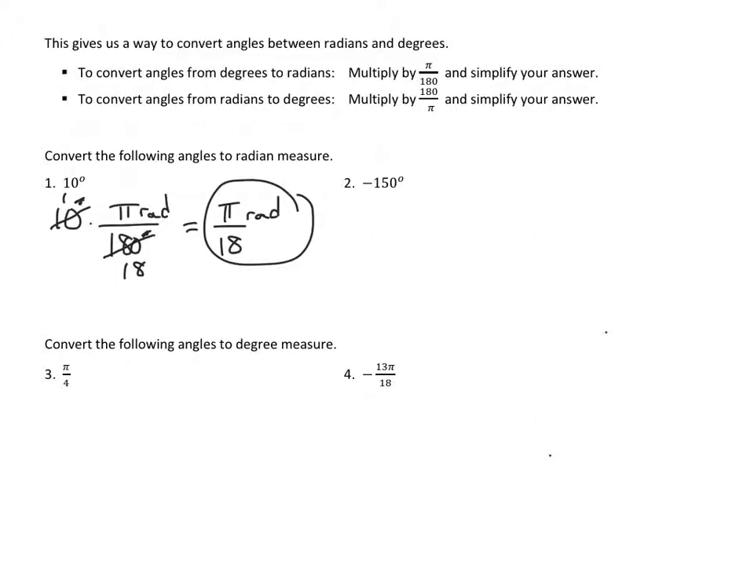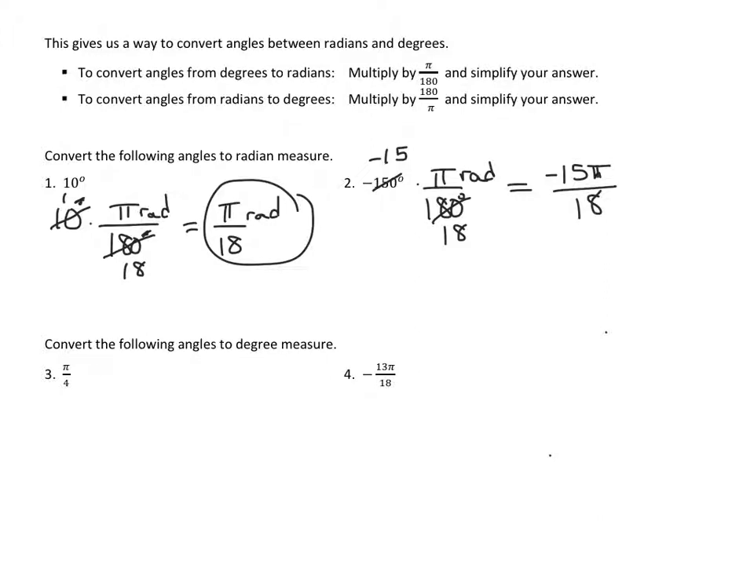Okay, let's look at number 2. We have negative 150 degrees. If we want to convert that to radians, we need to multiply by pi over 180. Remember, pi represents radians and 180 represents degrees. So once we do that, let's see if there's anything that we can cancel. In negative 150, we can take out a 10. That leaves us negative 15. And a 10 out of the bottom leaves 18. If we multiply this out, we get negative 15 pi over 18.